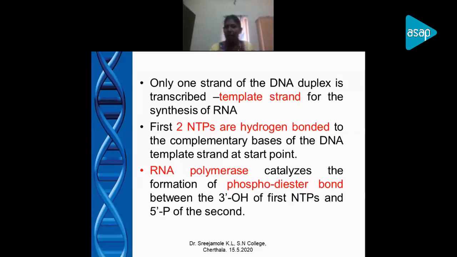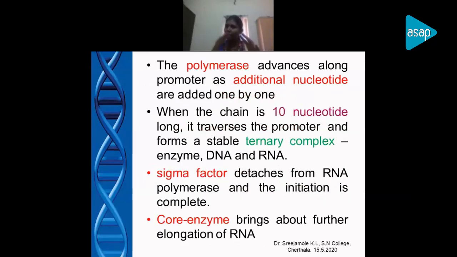The RNA polymerase catalyzes the formation of a phosphodiester linkage between the 3' OH of the first NTP and the 5' phosphate of the second. So actually, it does the job of DNA replication. Later the polymerase advances along from the starting point towards the right, and additional nucleotides are added one by one to the nucleotide at the 5' origin.